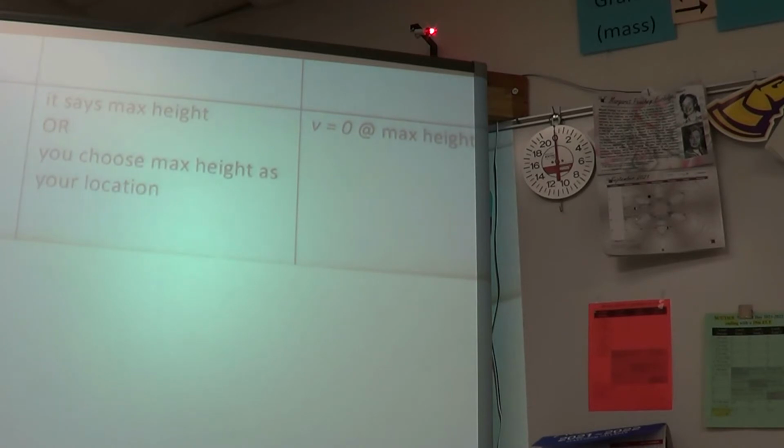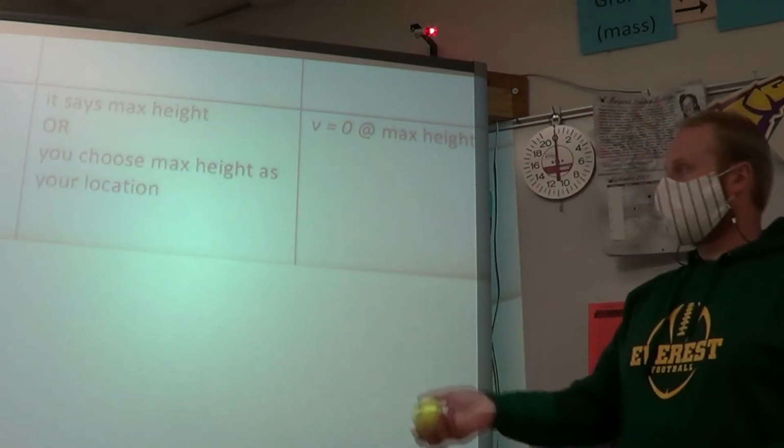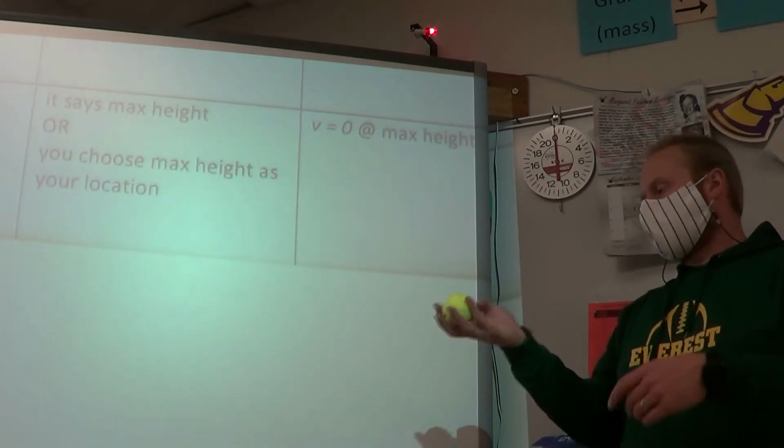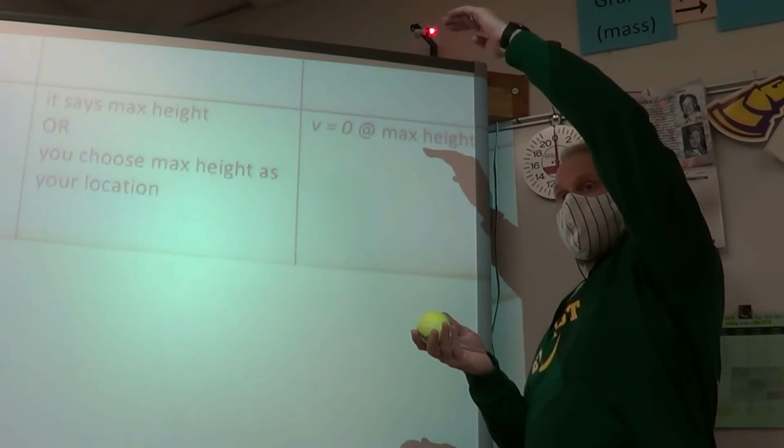Now you have to figure it out. Is that your initial velocity, or is that your final velocity? It depends upon the situation we're talking about. If I take a ball and throw it from here to there, and it comes back to here, I might talk about the ball's motion from here to here.